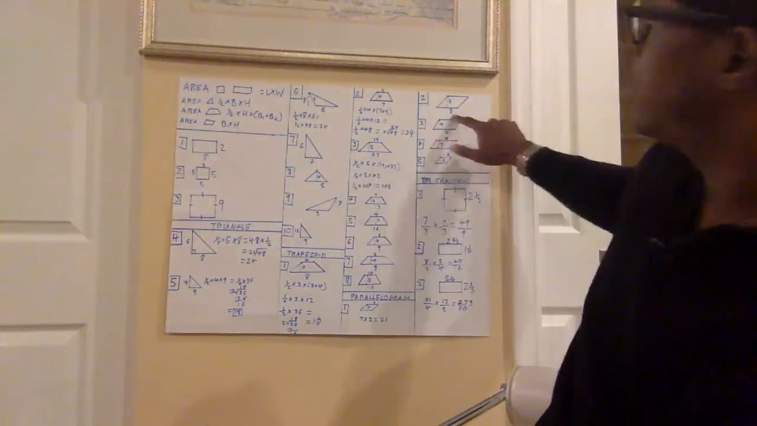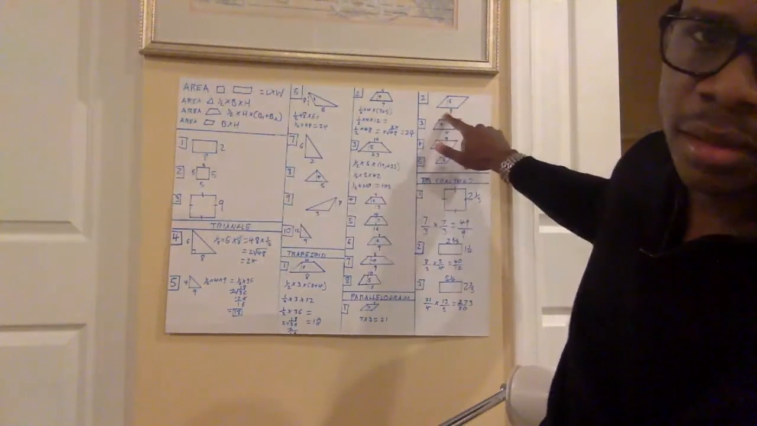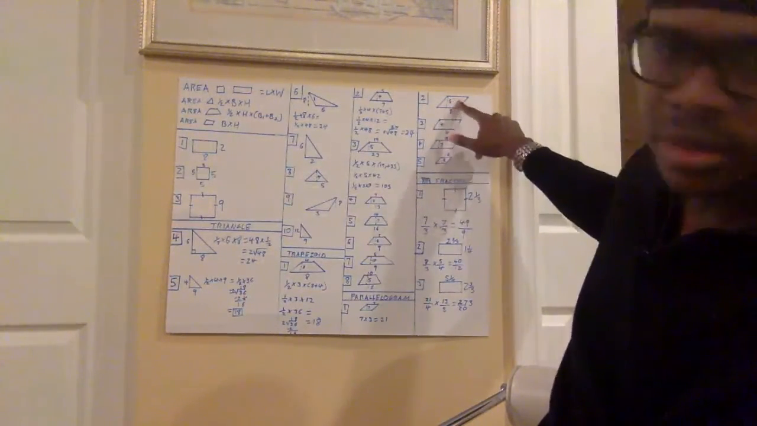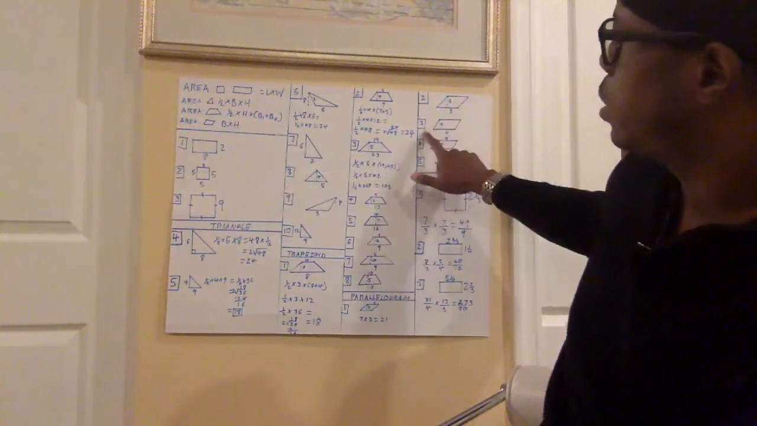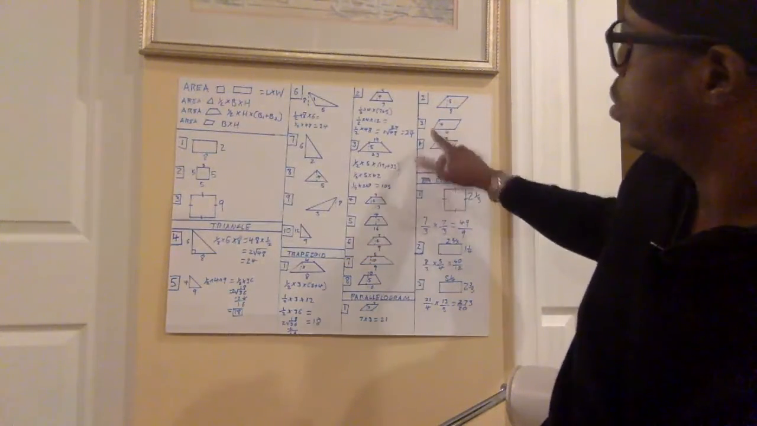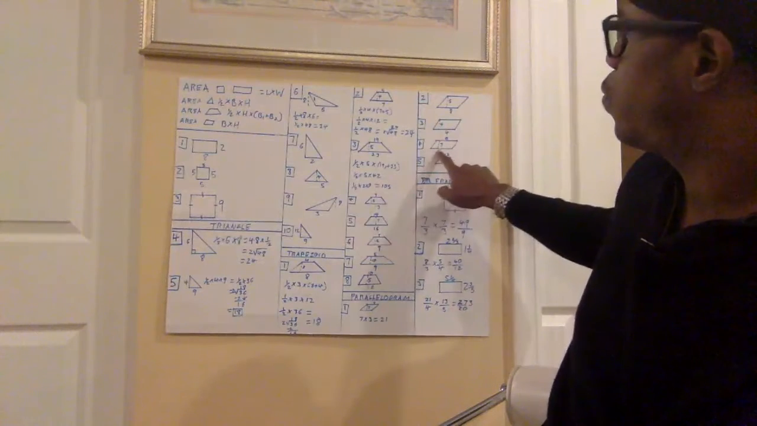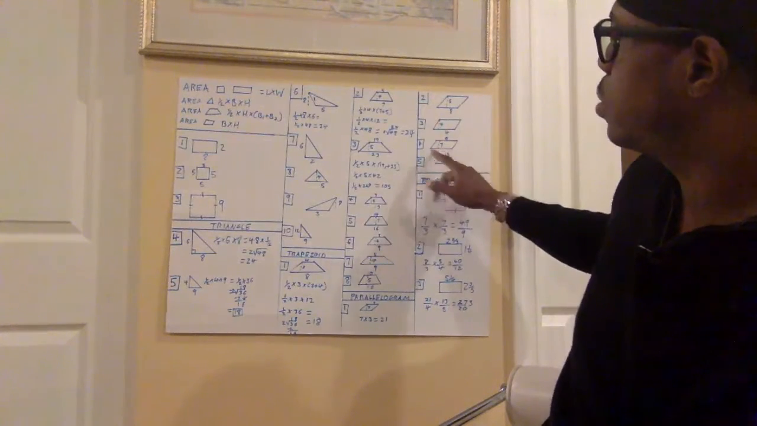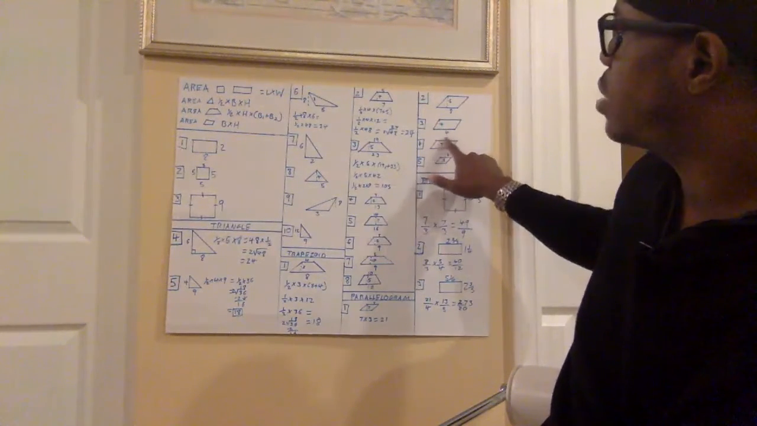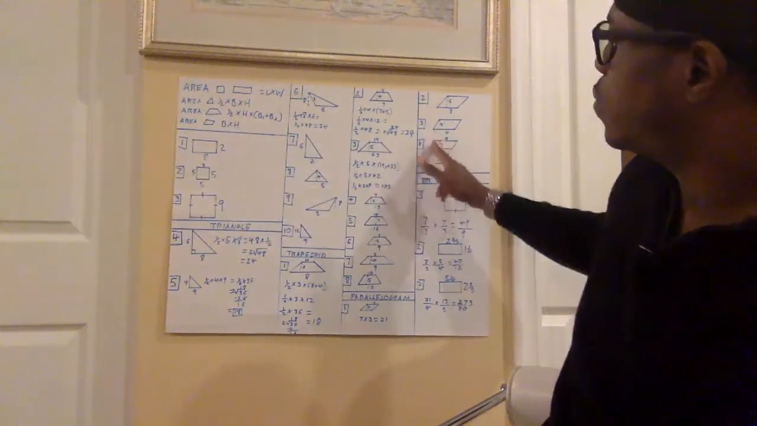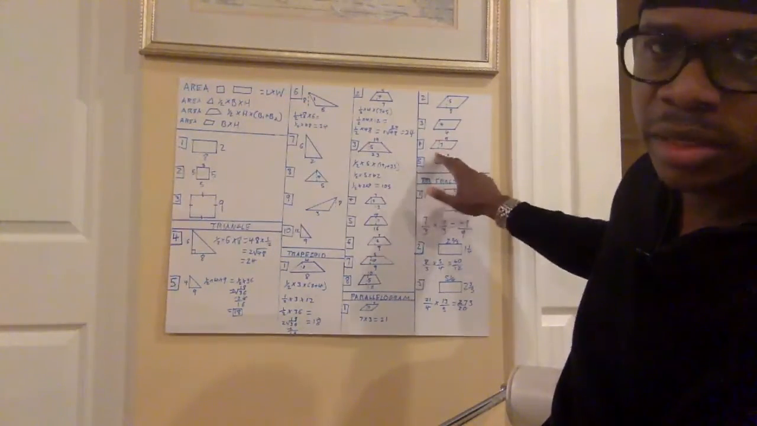you can see them. We have a base of 8 and a height of 5 for number 2. Number 3, you have a base of 4 and a height of 4. For number 4, you have a base of 7. I'm sorry, you have a base of 9 and a height of 7. Base of 9, height of 7.